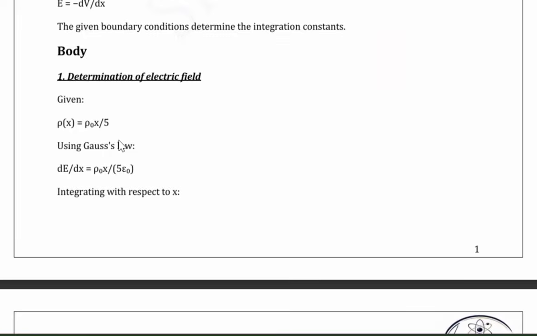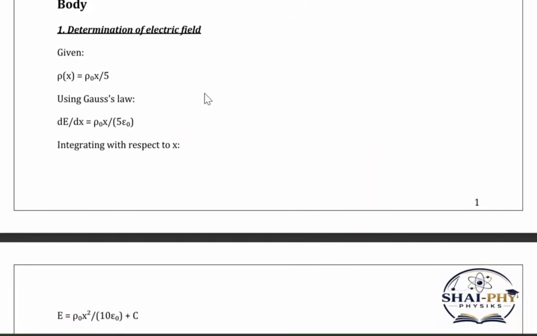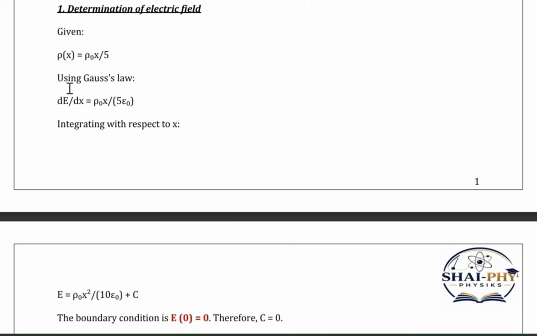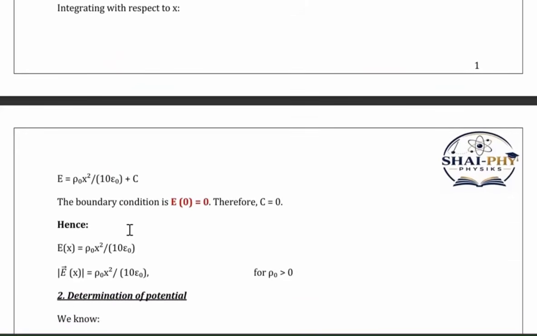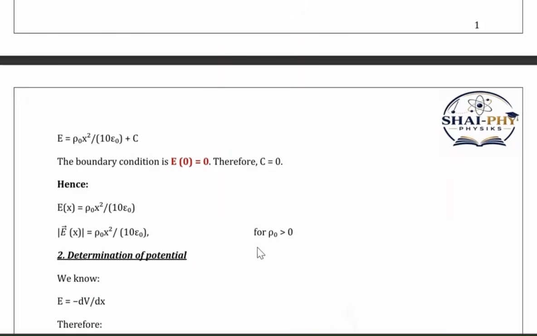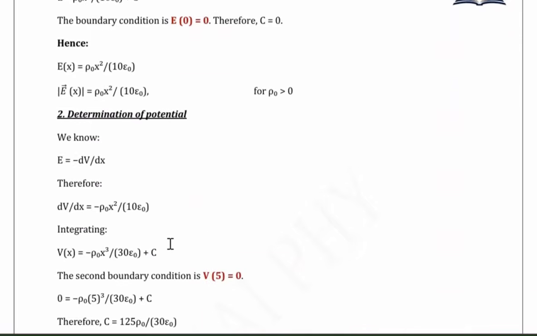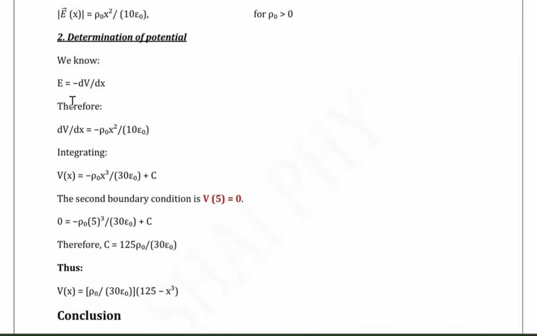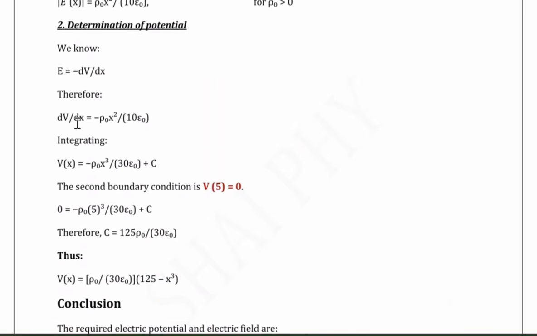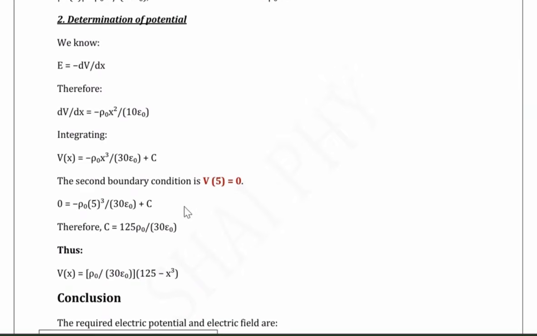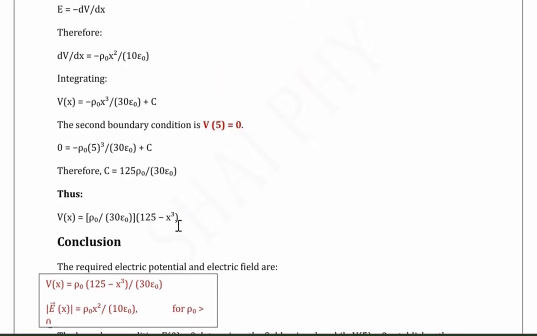So in the body we have the first part, the determination of the electric field. We have the formula for the density, we put it in and integrate, and we use the boundary condition which is highlighted here, and the constant c is equal to 0. So we will get the electric field in terms of rho naught. Now the second part is determining the potential. The formula is that the electric field is the negative gradient of potential. On the basis of that, we integrate here, apply the boundary condition, and we get the final potential.